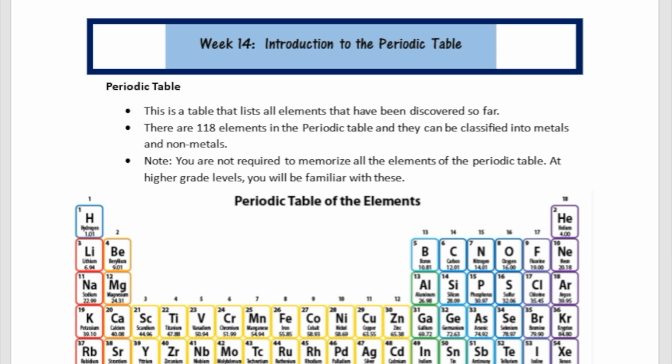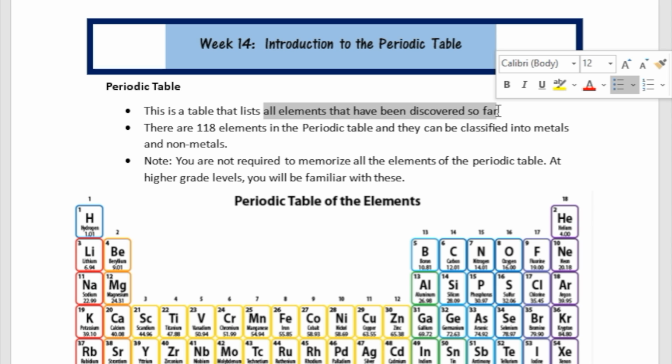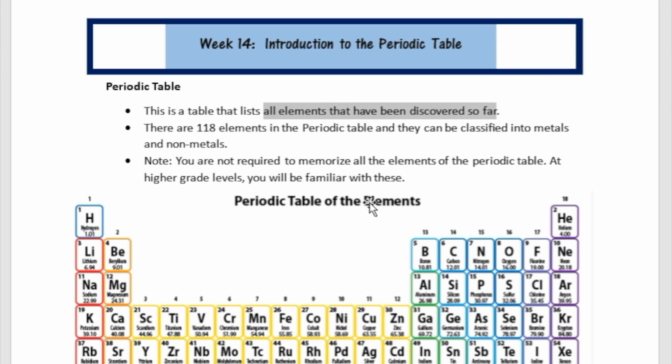A periodic table is a table that lists all elements that have been discovered so far on Earth. There are different elements on Earth: hydrogen, helium, sodium, carbon, different kinds of elements that we've discovered so far. Now there is a table that our scientists have put together just to identify those elements and to classify them based on their different properties.